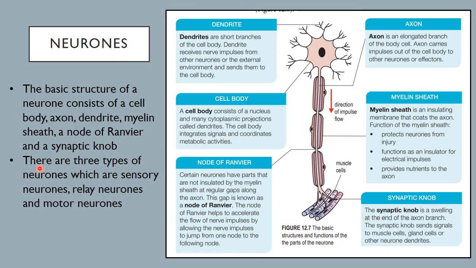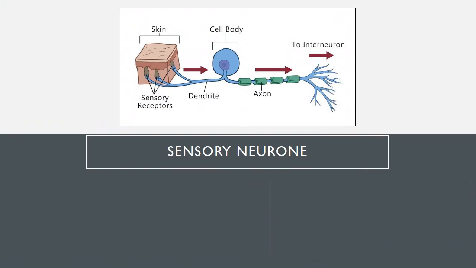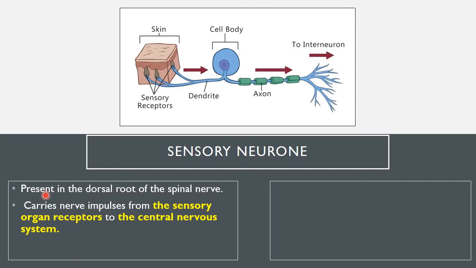There are 3 different types of neuron: sensory neurons, relay neurons, and motor neurons. Okay, let's look at sensory neurons. Sensory neurons present in the dorsal root of the spinal nerve, where it carries nerve impulses from the sensory organ receptors to the central nervous system.